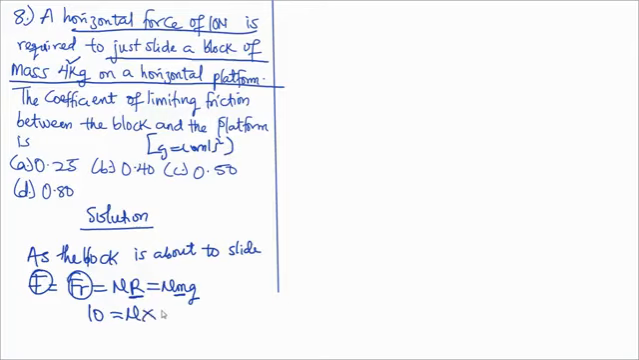So we now have our mass as 4, and g is 10. So 10 cancels 10. Therefore, we have 1 equals mu times 4. So our mu will now be 1 over 4, that is 0.25. So that's our mu. So our answer is what? Option A, because the coefficient of limiting friction is 0.25.